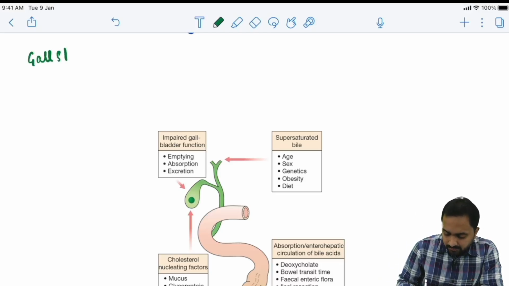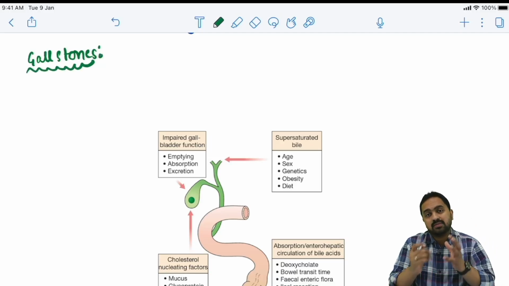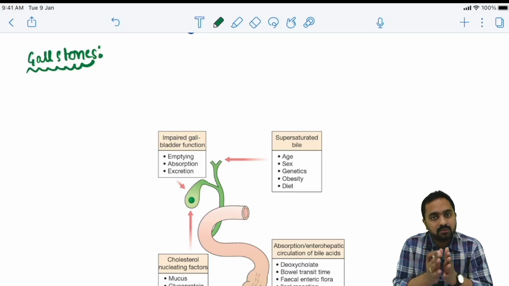Gallstones. There have been a few questions asked on the most common type of gallstones and the specific features of the various types of gallstones. So we shall be discussing them in this module. But before going to that, let's understand the factors that contribute to gallstone formation.